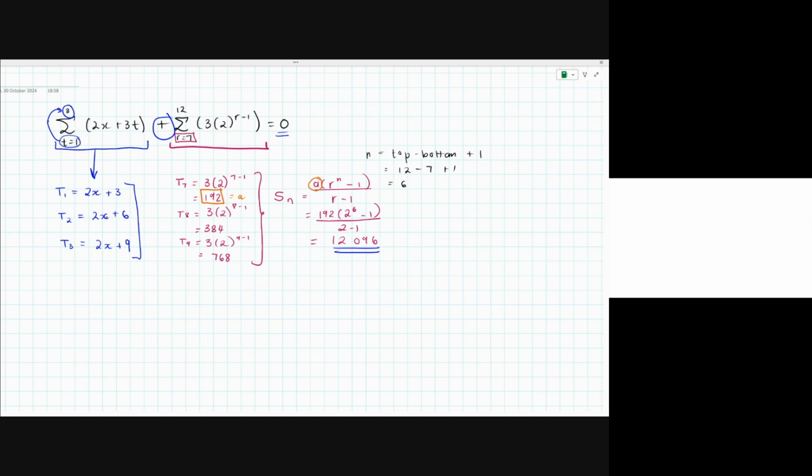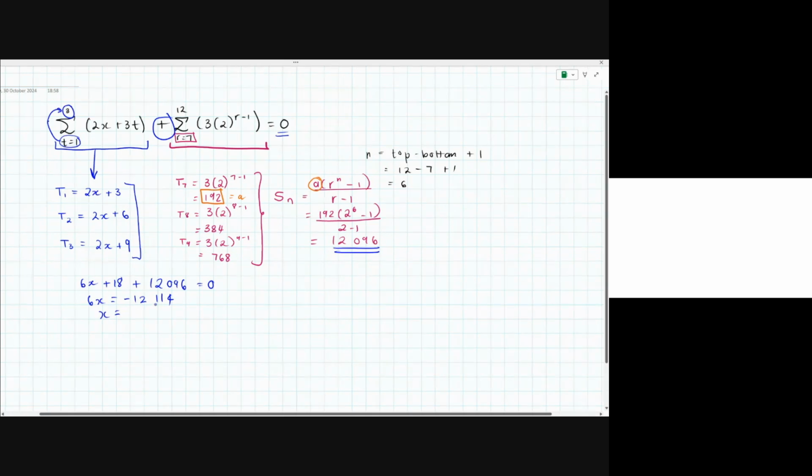Okay, guys, so what we do is we add all of these together. 2x plus 2x plus 2x is 6x. 9 plus 6 plus 3 is 18. Plus the 12,096 equals 0. And then we go and solve. So 6x is equal to negative 12,114. And so when we divide by 6, x is equal to negative 2,019. I really hope that's right. But that's how I would do it. Just break it down when it comes to Sigma questions. Kani, you can tell me if I'm right or not. It's right, ma'am. Thank you.